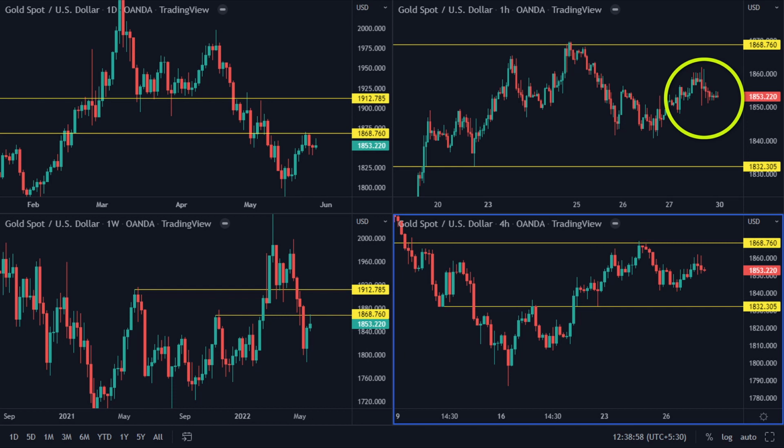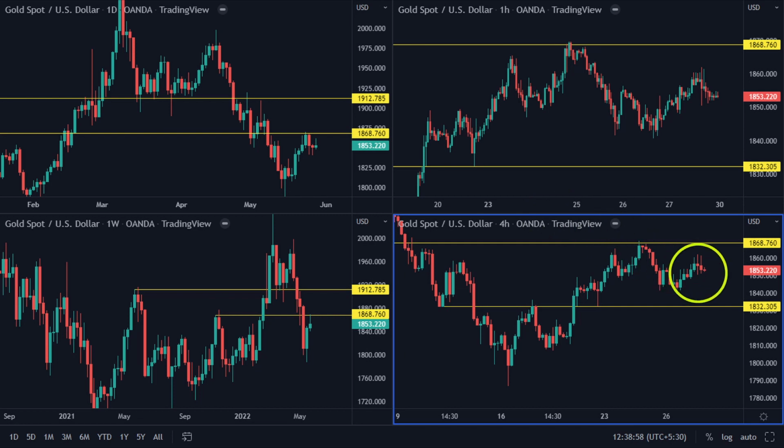But the US central bank is not lucky. Again, before inflation goes back to 2%, a new crisis will start again. For intraday traders, trade on the H1 time frame and focus on this resistance at 1868. If it breaks, the next target will be 1912, and the first support is 1832 on the H4 time frame.